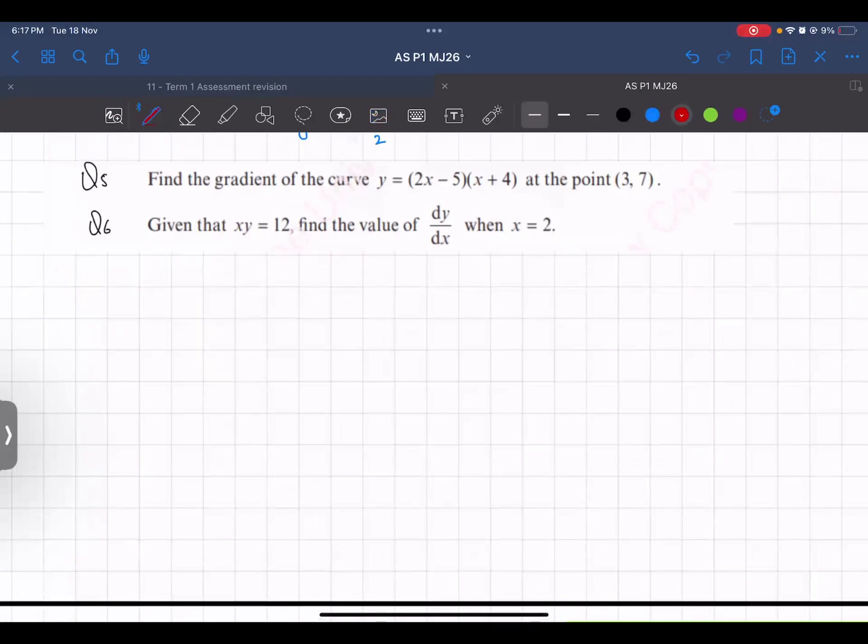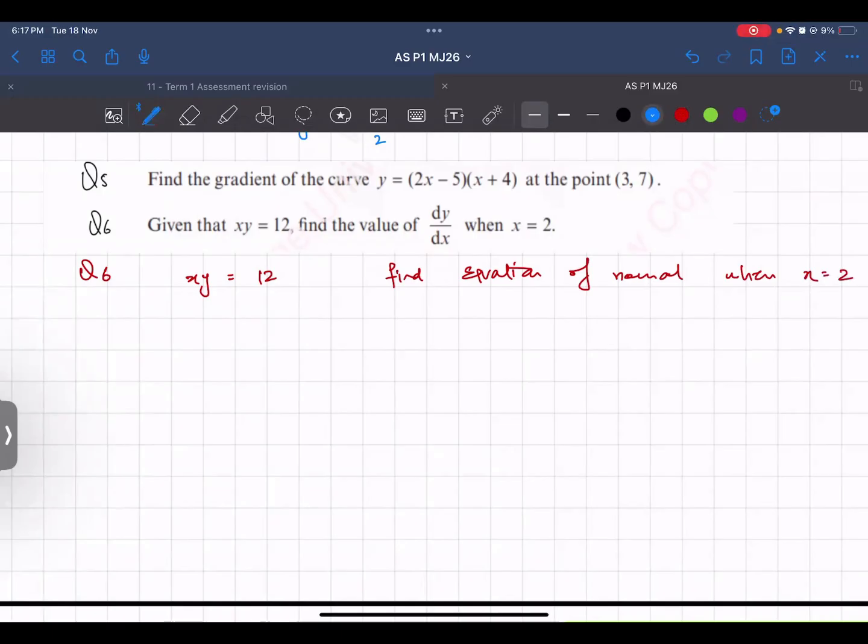Okay, I'm doing question number 6. First of all, xy is equals to 12. They're asking you to find the equation of the normal when x is 2.